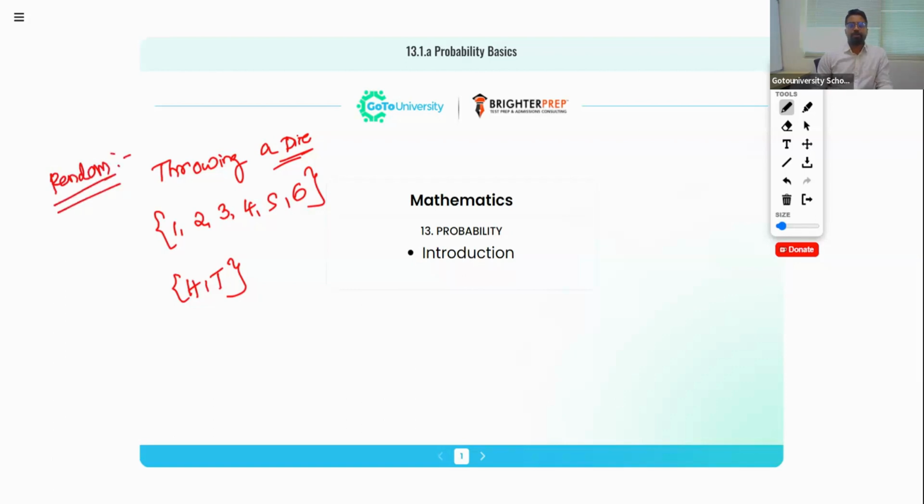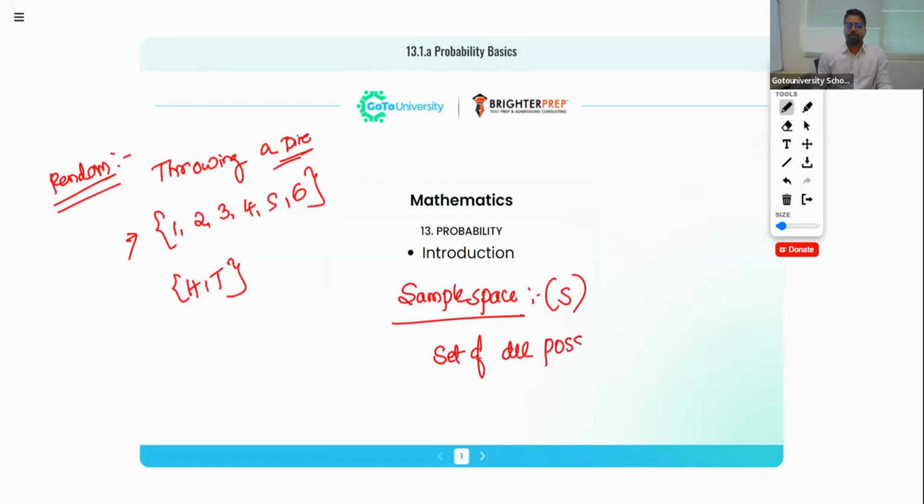Those outcomes, if you write them in a set, that kind of set is called the sample space. You can make a note of it, which is represented by the letter S. What is a sample space? Set of all possible outcomes of an event.